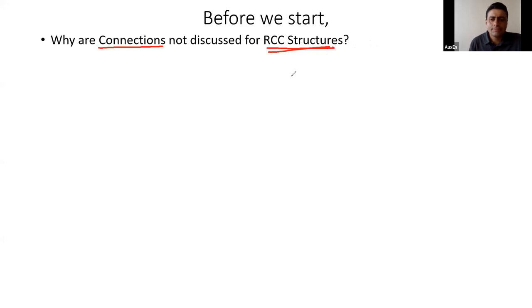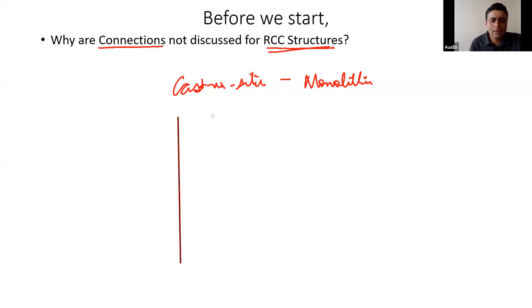So in RCC, when I say RCC, I am mostly talking about cast in situ structures. They are monolithic construction, meaning they are cast together. Even if they are not cast together, they are assumed to be as good as a monolithic structure. For example, a beam column portal: I'm showing an elevation here, with a column, another column, and a beam.